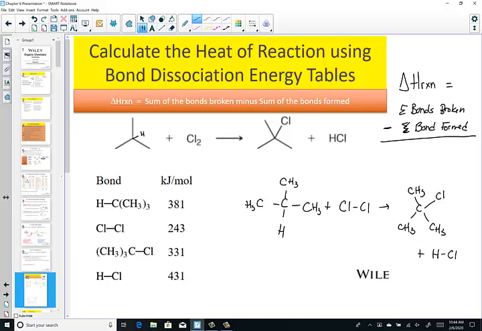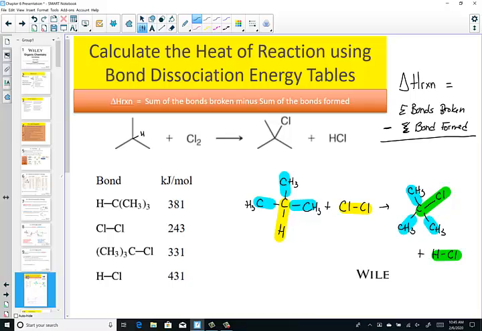So as we examine what's broken and what's formed, I can see that a carbon to hydrogen bond is broken, and I can see that a chlorine to chlorine bond is broken. On the opposite side, I have a C-Cl bond that formed and a new H-Cl bond as well. What stayed the same are all of these methyl groups attached to that original carbon. Those did not break. So we'll just leave them out of our calculation.